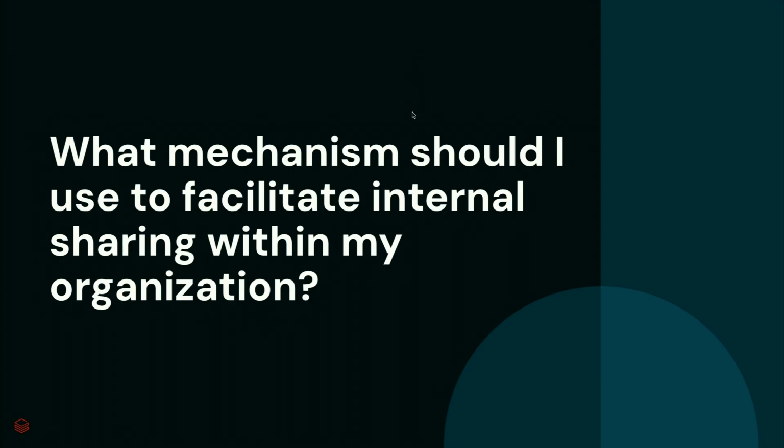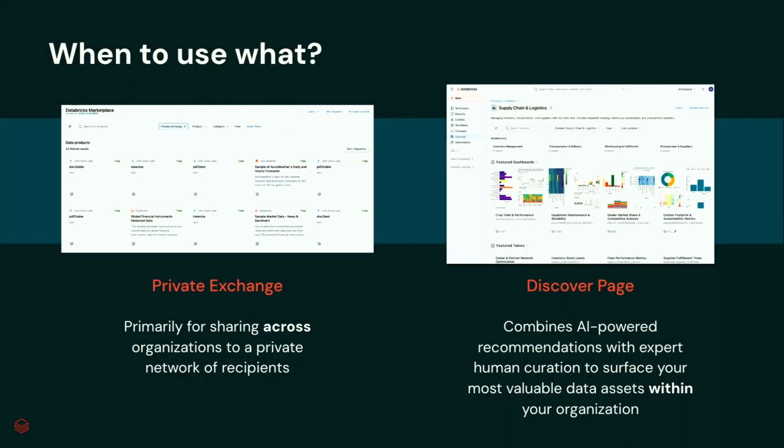Yeah, so you might be wondering, okay, private exchange, public marketplace, lots of words being tossed around. Which one am I actually supposed to use? And to add one more to the mix, maybe this week you've also heard something called the Discover page, or some people might like to call it internal marketplace. So the suggestion we want to recommend is, if you have any sharing across organizations, use private exchange. If you have anything within the organization, use Discover.